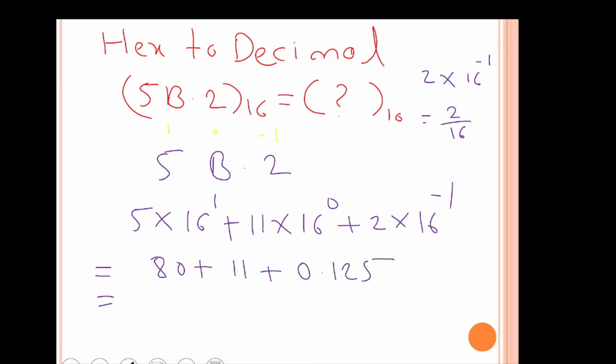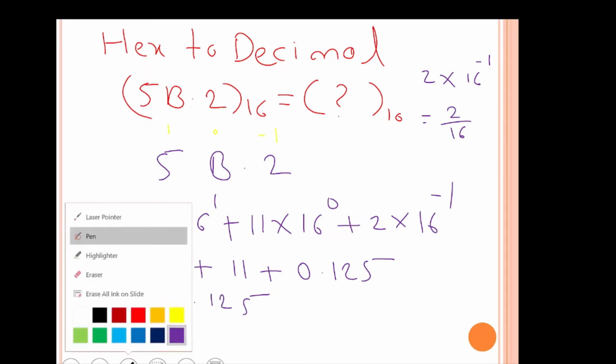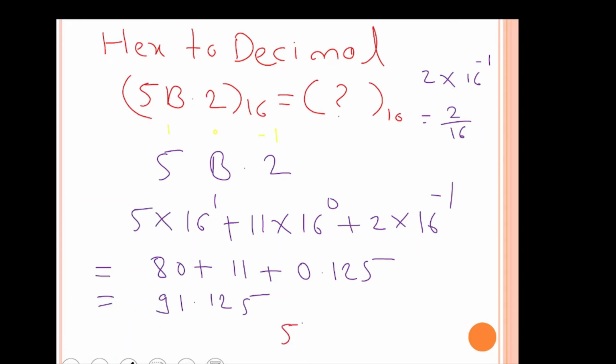So this is 80 plus 11, which means 91.125. And this is your answer. It means that 5b.2, which was given in hexadecimal, has the decimal equivalent 91.125.